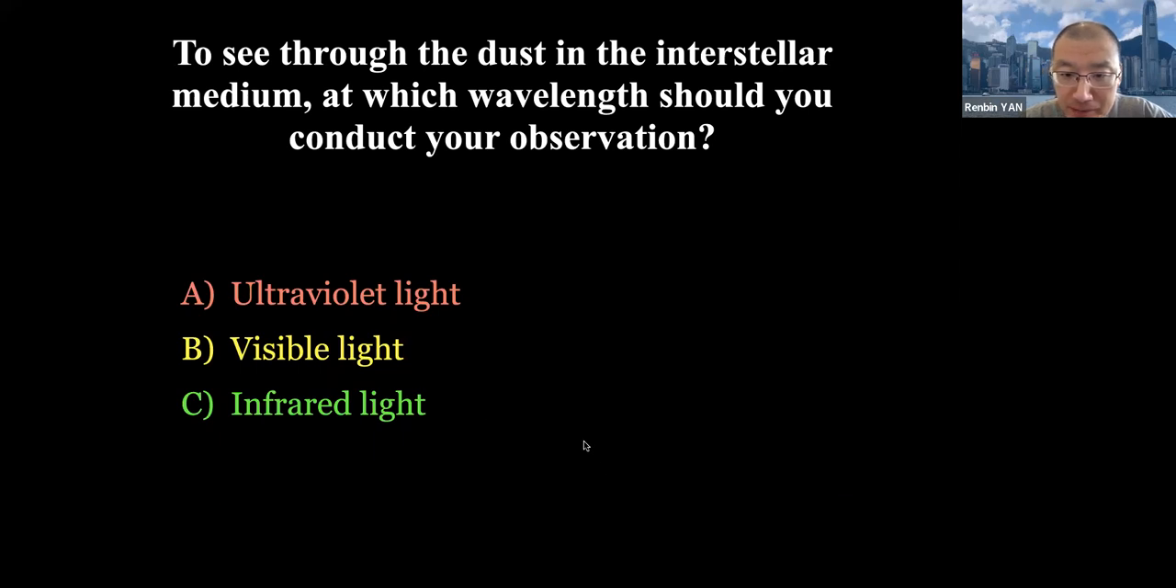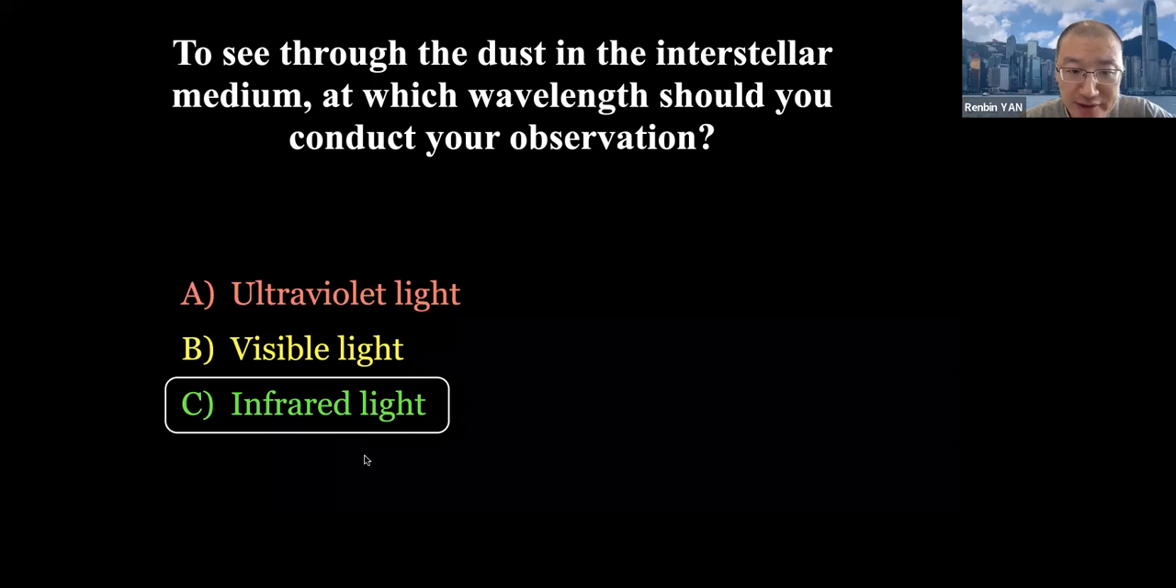Okay. You can see most of you chose C, and that is the correct answer. Infrared light is how we can see through dust more effectively, because dust particles are small, and so they block light that has shorter wavelengths. If the wavelength is shorter than the size of the dust, then it will get blocked. But if the wavelength is longer than the size of the dust, then it can go through.